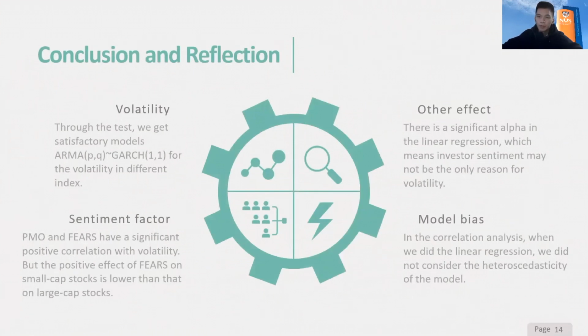In this project, we get satisfactory models ARMA-PQ and GARCH11 for the volatility in different indexes. And then we know that PMO and Fierce have significant correlation with volatility. But the positive effect of Fierce on small cap stocks is lower than that on large cap stocks. But in correlation analysis, there is a significant alpha in the linear regression, which means investor sentiment may not be the only reason for the volatility, and we did not consider the heteroscedasticity of the model.